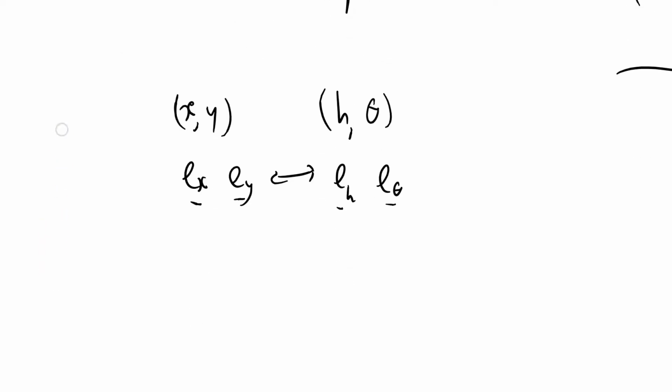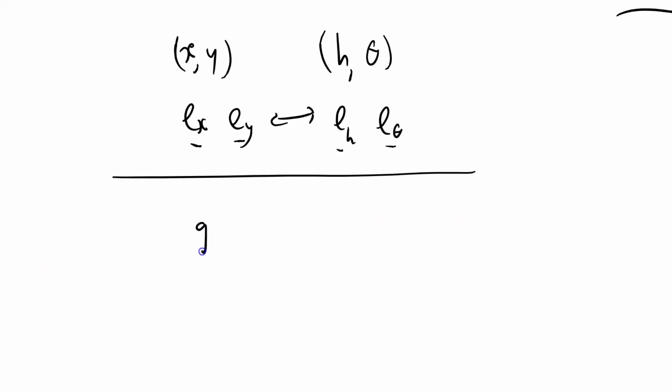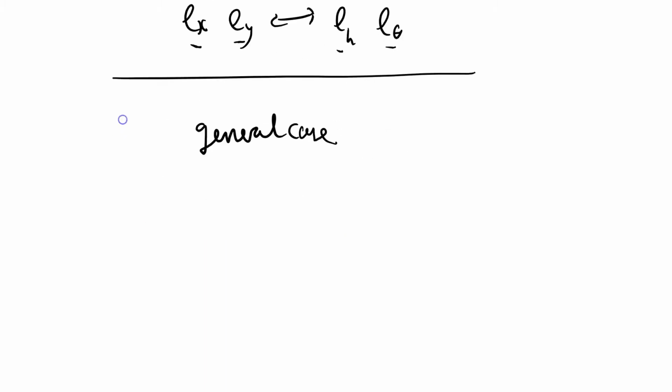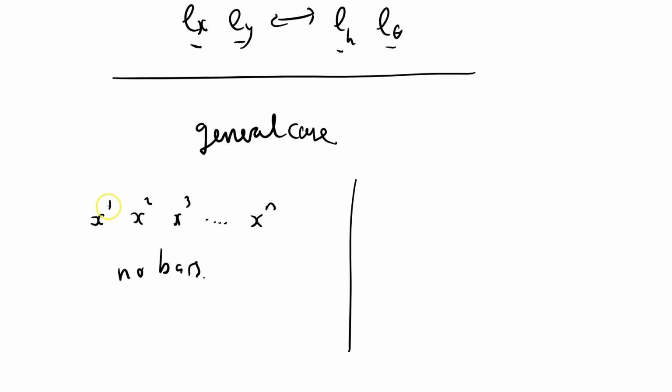What I'm going to do now is consider the general case. I'm going to consider a coordinate system. We're going to have two coordinate systems here. This one is going to be the unbarred system, x1 up to xn, no bars. These are superscripts, they're not powers. It's not x to the power n, it's the nth coordinate.